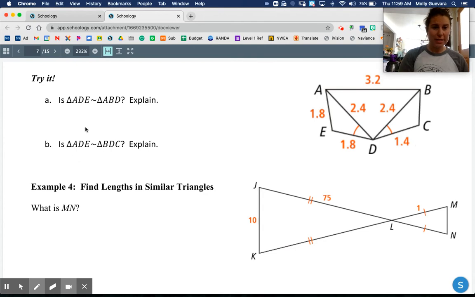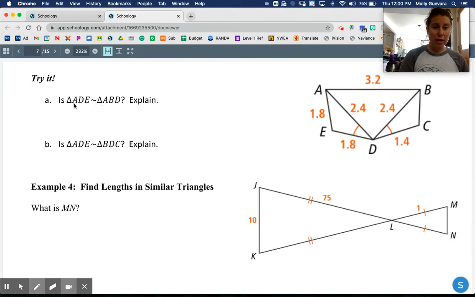But let's look. It says, is ADE similar to ABD? So on ADE, I have all three sides, no angles. And on ABD, I have all three sides, but no angles. So I can't use angle, angle. Well, I guess I have one angle in ADE, but I don't have any in ABD. So I can't use angle, angle, and I can't use side, angle, side. So my only option would be side, side, side.